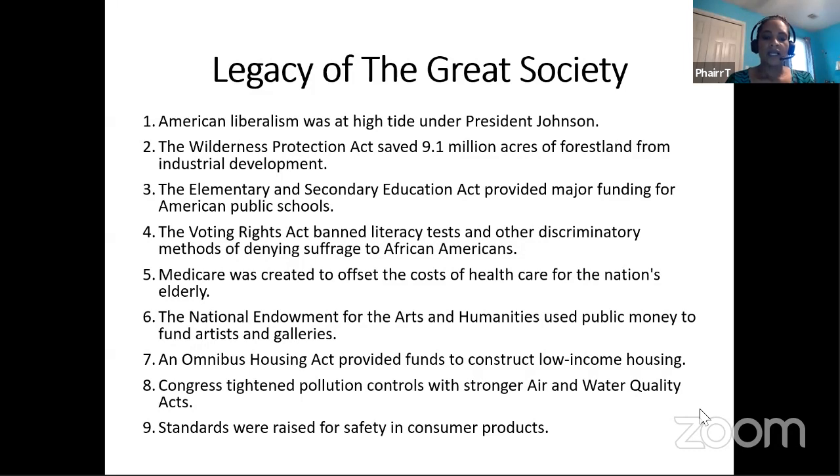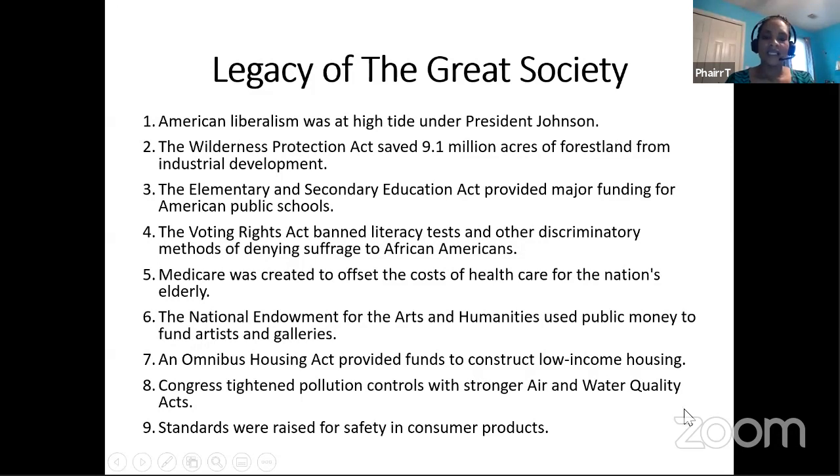And of course, the National Endowment for the Arts and Humanities used public money to fund artists and galleries. That still exists. The NEH is still in existence today, and it still does a lot, especially working with educators. And then last, the standards were raised for safety in consumer products. So this would be a great legacy.